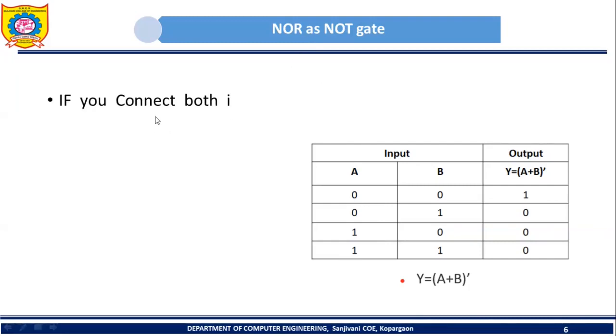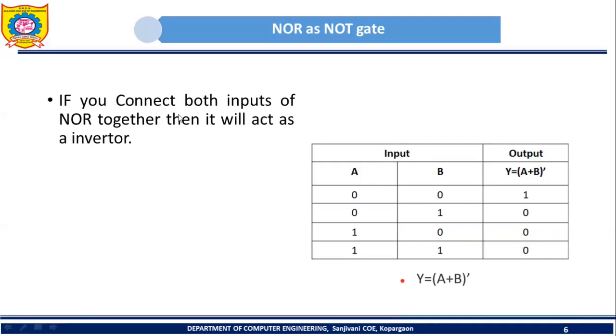So for that, what you have to do? Simply you should connect both inputs of NOR gate together. Simple. If you connect both inputs of NOR gate together, then it will act as inverter. So this is similar to NAND gate. In case of NAND gate also, in order to perform NOT operation, what we did, we connected both inputs together. In case of NOR gate also, simply you have to connect both inputs together.